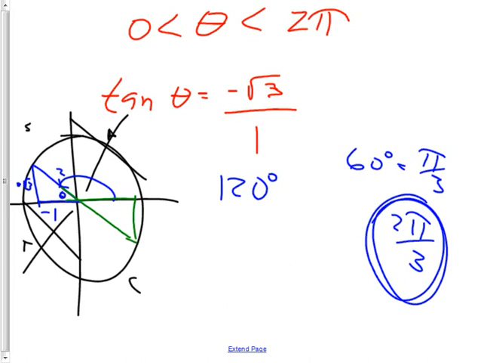Otherwise, you can just think this way. 1 pi over 3, 2 pi over 3, 3 pi over 3, 4 pi over 3, 5 pi over 3. That's where I am, 5 pi over 3.